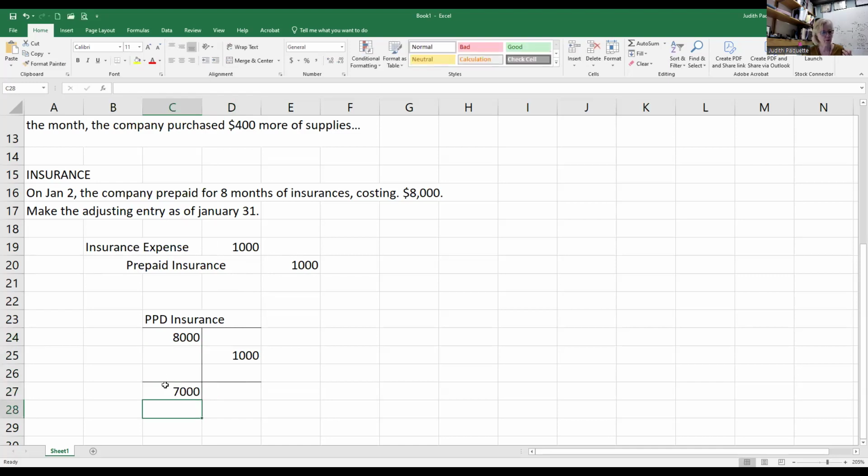Okay. And we're going to say, oh, there's 7,000 in prepaid insurance. How many months left on the policy? 7 months. That makes sense because it's $1,000 a month. Okay. So both of those methods, prepaid rent, prepaid insurance, the adjusting method is the same. You figure out the length of time and how much has expired or used up.